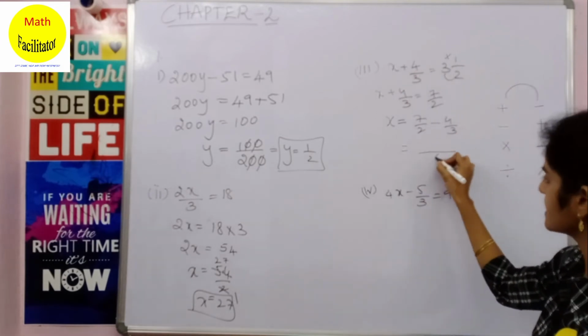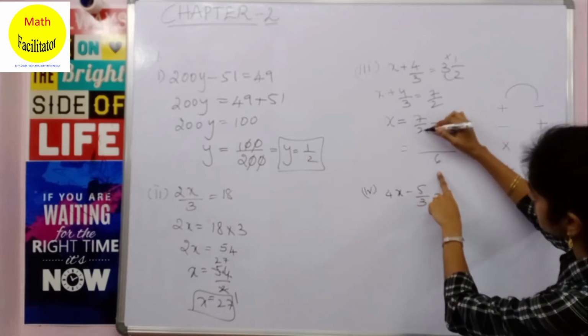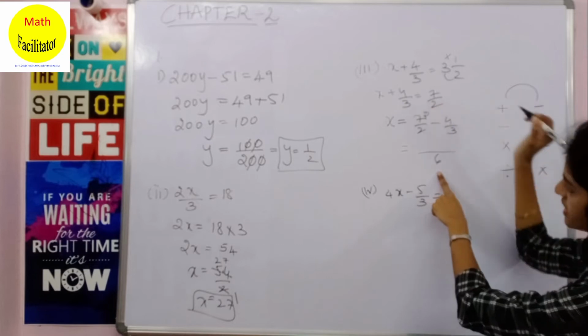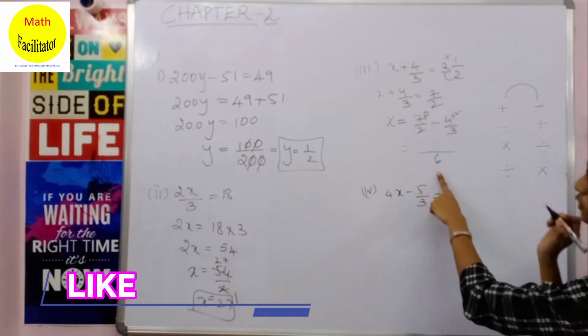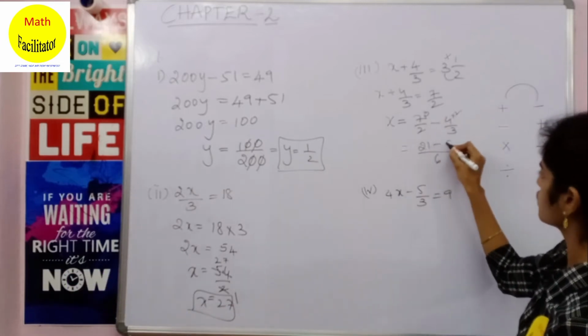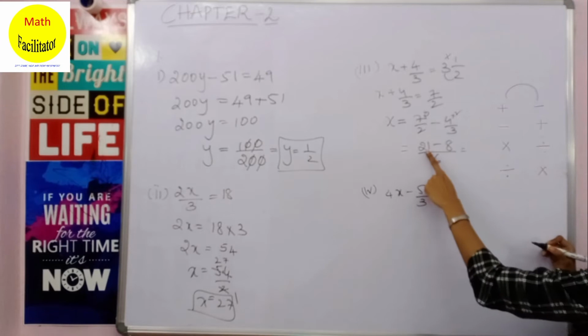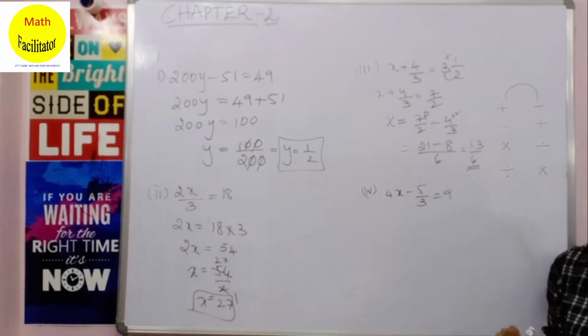Taking LCM, LCM is 6. So it is 2 here. So 2 3s are 6, so you will multiply numerator with 3. And here 3 2s are 6, so you will multiply numerator with 2. Clear? So this is 7 3s are 21 minus 4 2s are 8. So this is nothing but 21 minus 8 is 13 by 6. So x is 13 by 6.